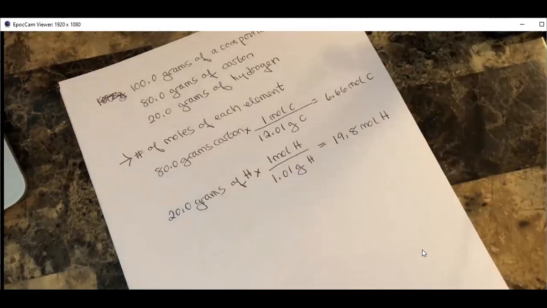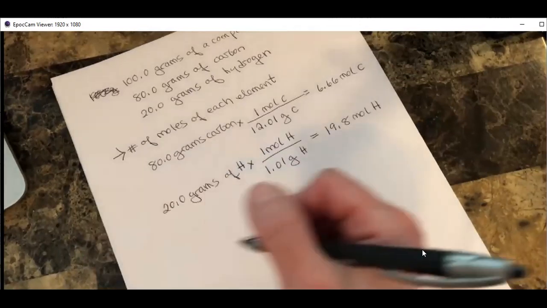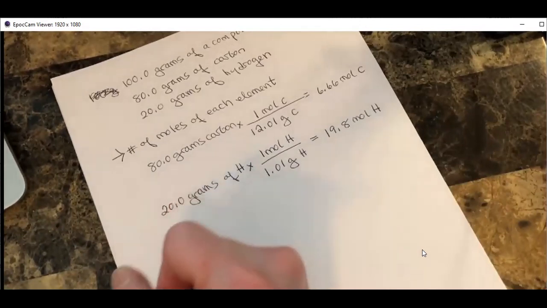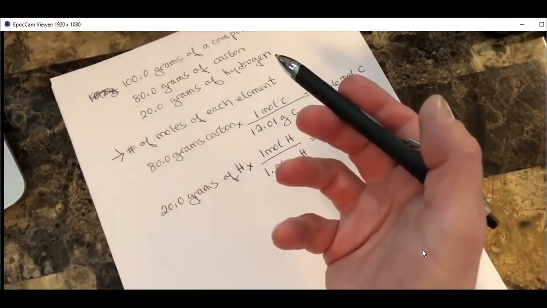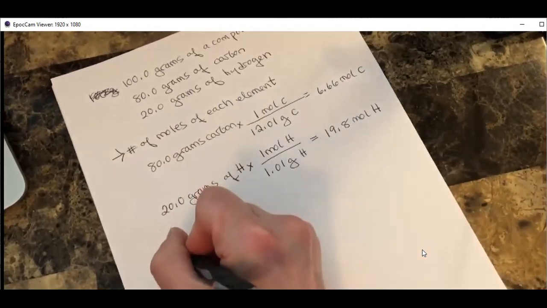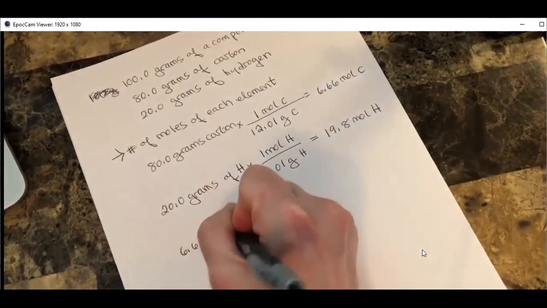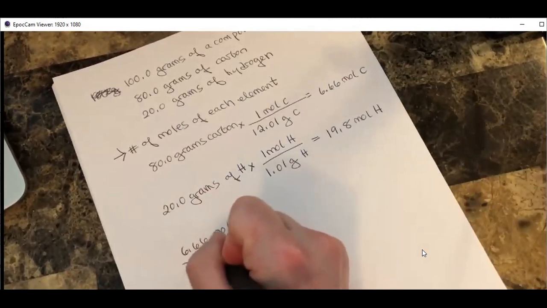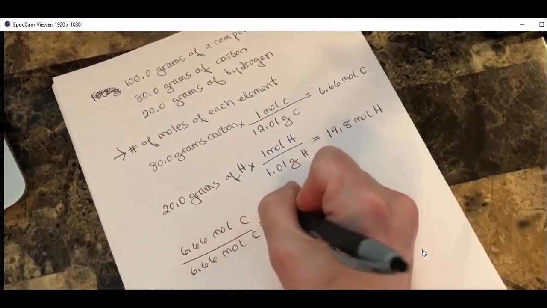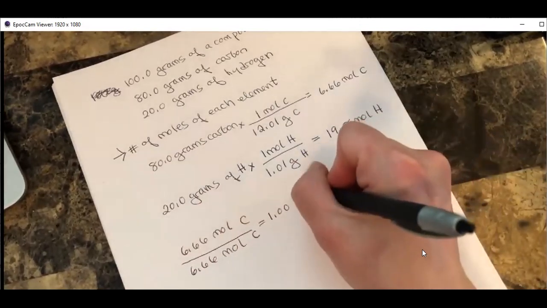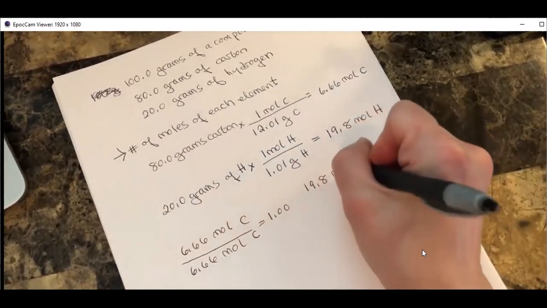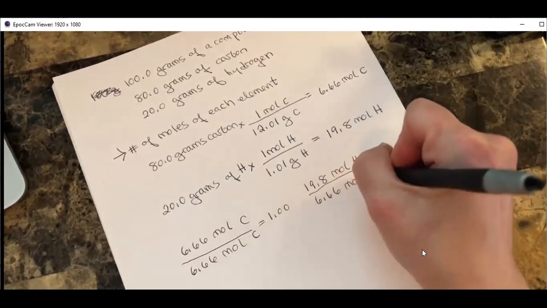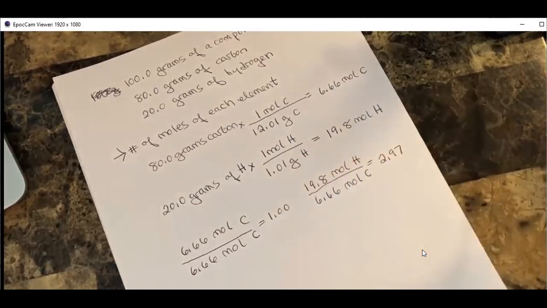You can hear me turning papers, I'm sure. So then what we want to do is figure out the ratio these elements have to each other. Or I guess to put it another way, look at the number of moles you found and divide them both by the smaller one. So if you have 6.66 moles of carbon divided by 6.66 moles of carbon, you're going to equal 1. If we take our 19.8 moles of hydrogen and divide it by 6.66 moles of carbon, you're going to get 2.97. Okay.